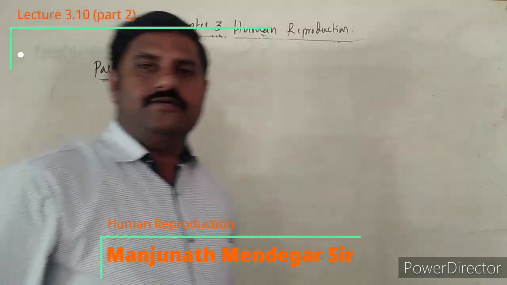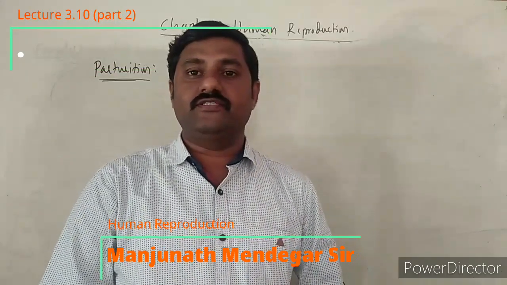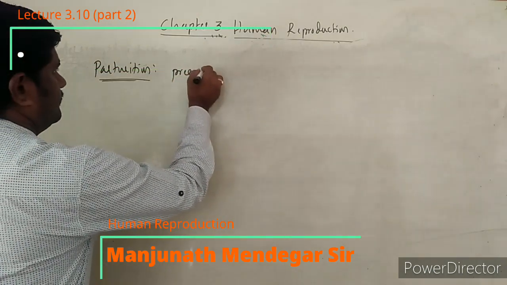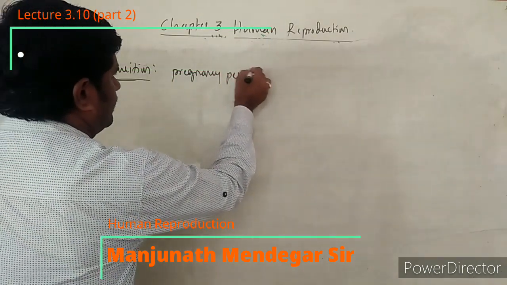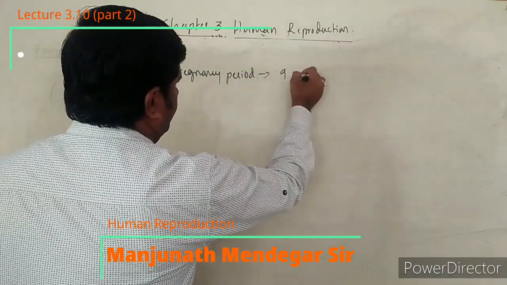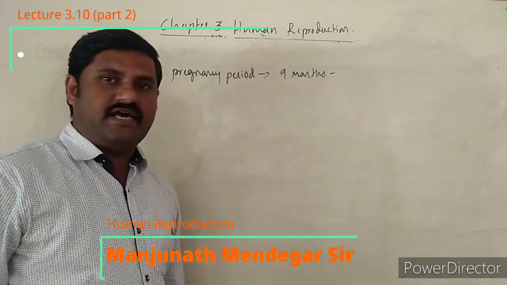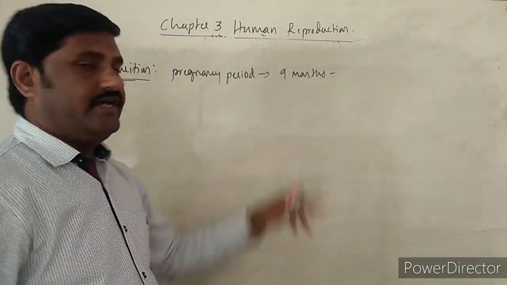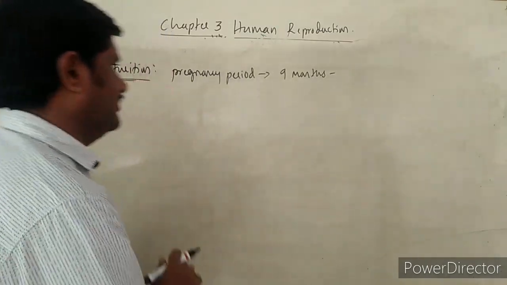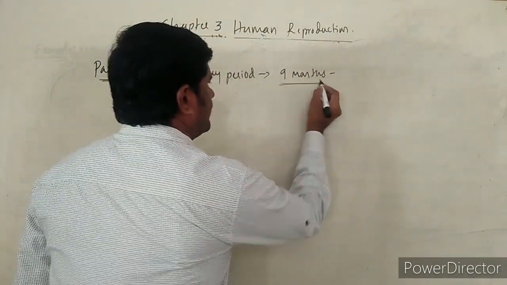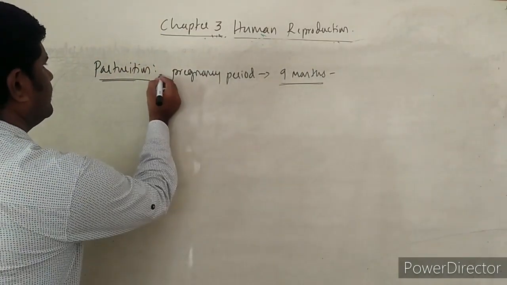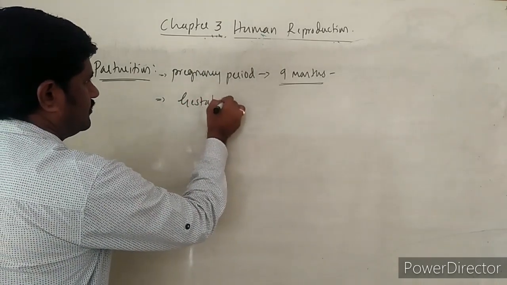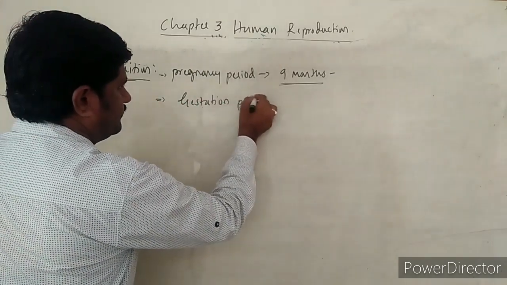So we know in human beings, usually the pregnancy period itself is about 9 months, right? It may extend up to another 15 days, plus or minus 15 days or 7 days we consider. In different books, it is mentioned in different ways, but in NCERT it is mentioned as 9 months only, right? So this is the pregnancy period, which is also called the gestation period.